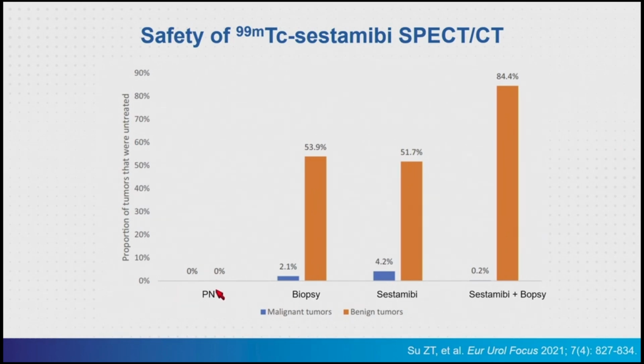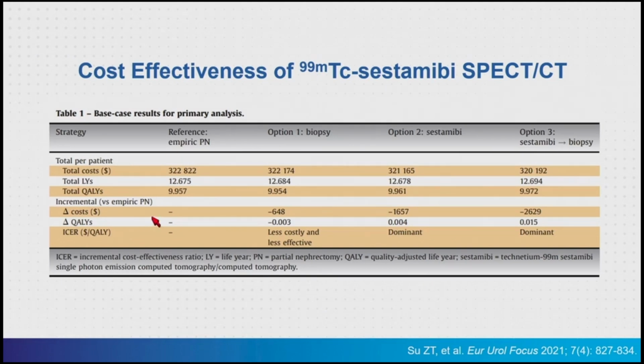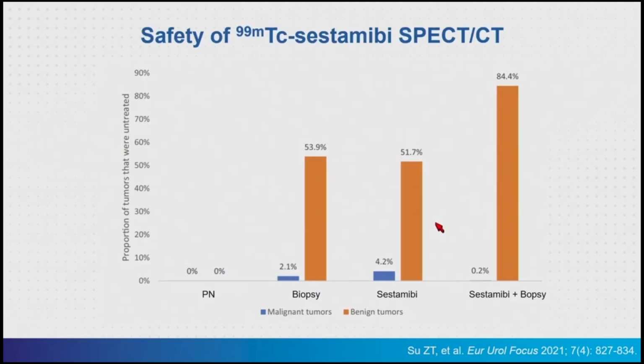If we compare to partial nephrectomy as the base, I believe the number is about $14,000 saved as a result of implementing the scan. And if you do an approach where you use Sestamibi plus biopsy, meaning that anything that's hot you treat as positive, anything that's cold you then biopsy and then manage appropriately based on the biopsy, you could see that very little, if any, malignant tumors are missed in the process.